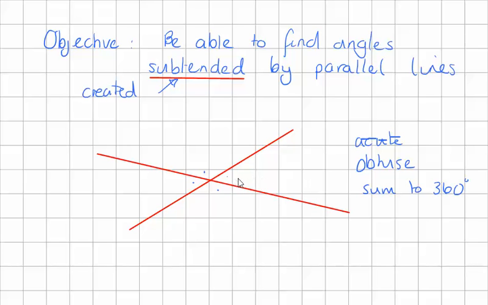So if I label the angles A, B, C and D, which ones are the acute angles? Jana? A and C. Okay. Which ones are the obtuse angles then, Giselle? B and D. B and D are the obtuse angles. And if I add A, B, C and D together, I get 360. Do I know anything else about any angles in there?